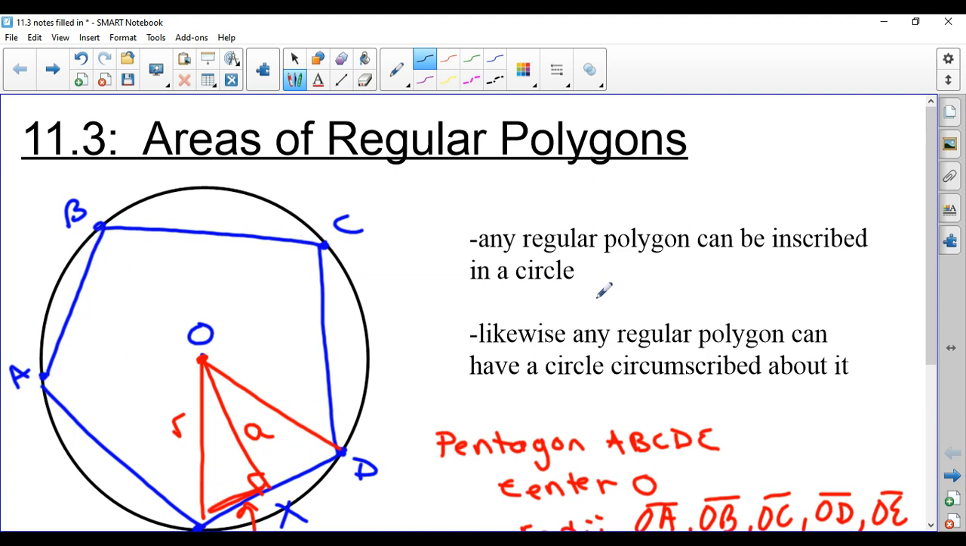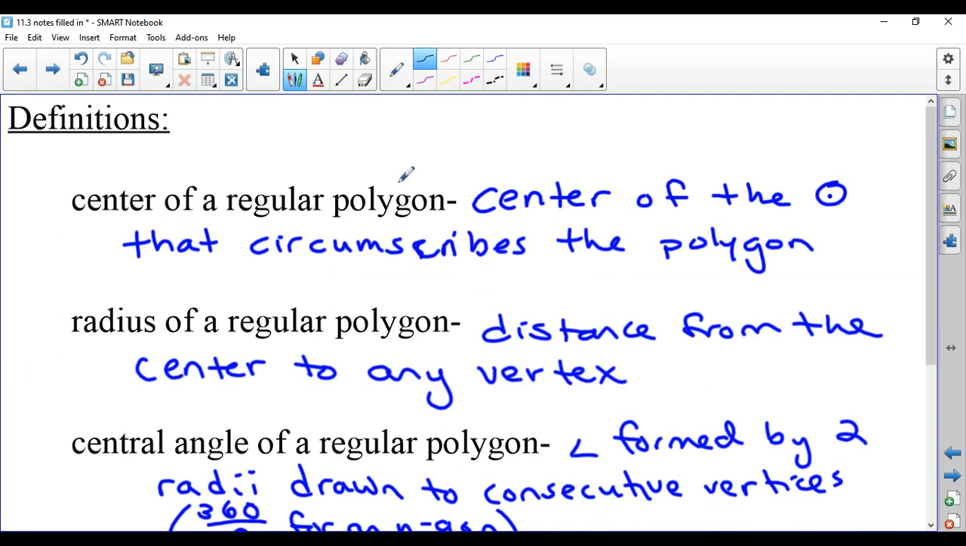Likewise, any regular polygon can have a circle circumscribed about it. This circle is circumscribing the pentagon, which is inscribed in the circle. I'm going to come back down to all the rest of this in a second. When we inscribe that regular polygon in a circle, we can define some other terms. The center of the regular polygon is the center of the circle that circumscribes the polygon.